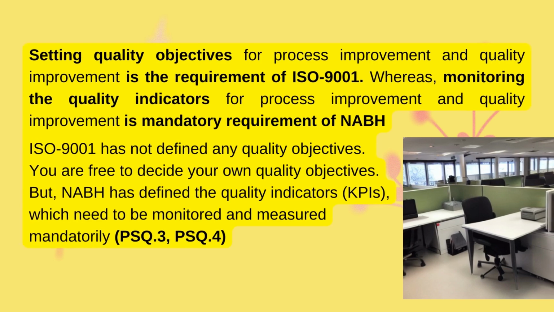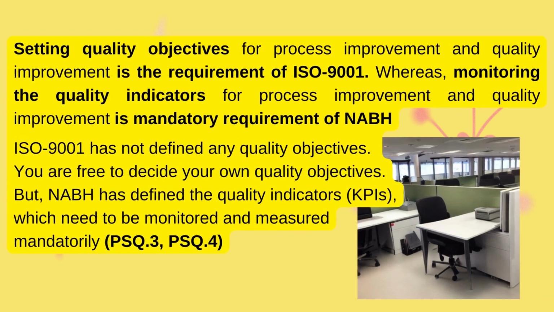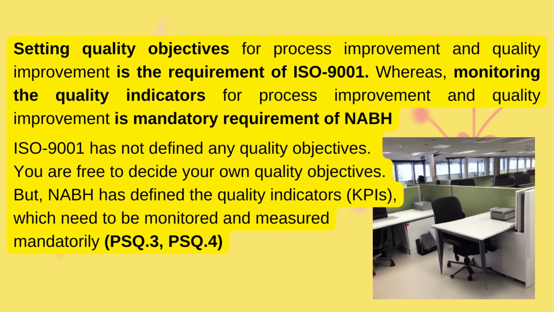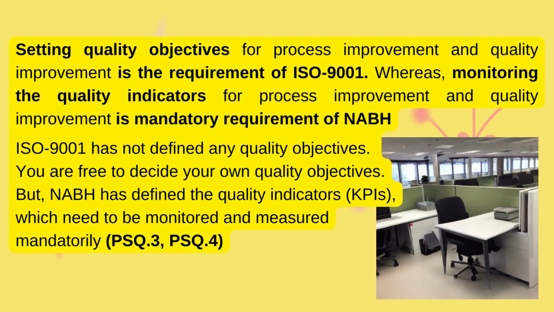Setting quality objectives for process improvement and quality improvement is the requirement of ISO 9001. Whereas, monitoring the quality indicators for process improvement and quality improvement is mandatory requirement of NABH. ISO 9001 has not defined any quality objectives. You are free to decide your own quality objectives. But NABH has defined the quality indicators, which need to be monitored and measured mandatorily.